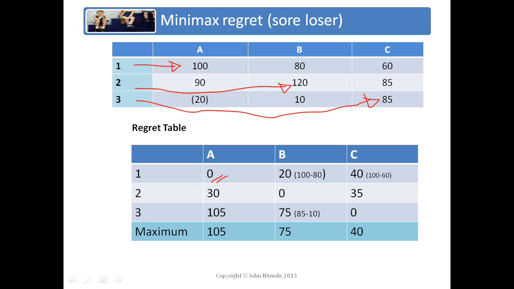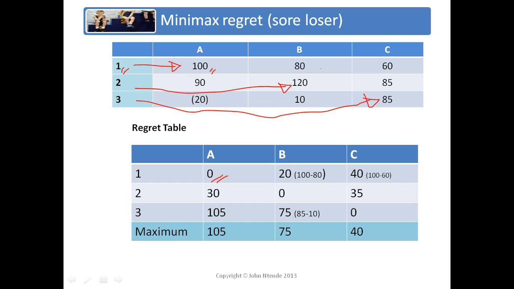The best possible was 100, minus the actual outcome, which was 100. So if I choose project A and the demand conditions are actually 1, that means I've made the best possible decision under scenario 1. So I don't feel bad if I choose project A and the scenario which comes up is 1, because there's no other better decision I would have made.